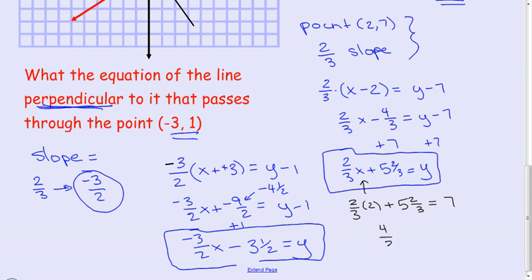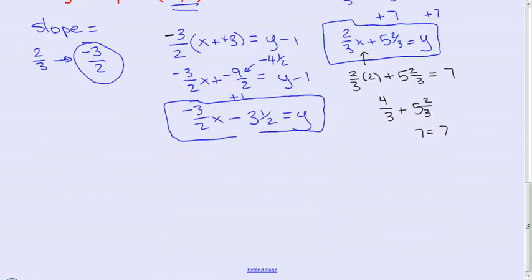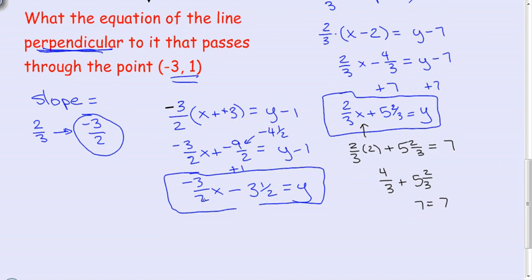So here I get 4/3 plus 5 and 2/3, which is going to give me 5 and 6/3, but 6/3 is just 2, so this is 7. So that one worked. I know that that equation is the correct equation. When I come down and check this one, I'm going to do the same kind of thing. It's supposed to go through the point -3, 1. So if I put -3 in for x, and I multiply through and check this, I should be getting a 1 for y. So right here I get 9/2, which is 4.5, minus 3.5, and 4.5 minus 3.5 does in fact give me 1.